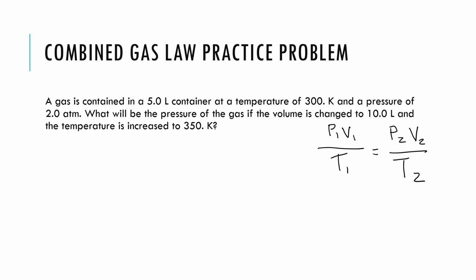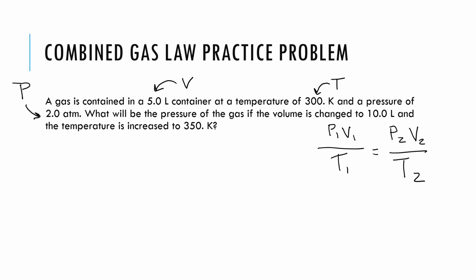Now, we need to figure out what our pressure, volume, and temperature variables are. So let's start at the beginning of this question. A gas is contained in a 5-liter container. Now we know that liter is going to be a unit for volume. Then we have temperature of 300 Kelvin. Well, the question tells us that that is our temperature. And a pressure of 2.0 atmosphere.